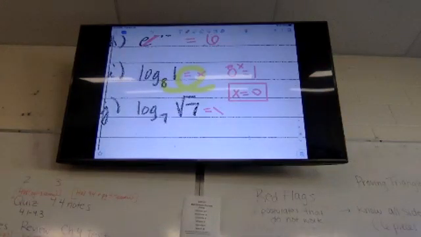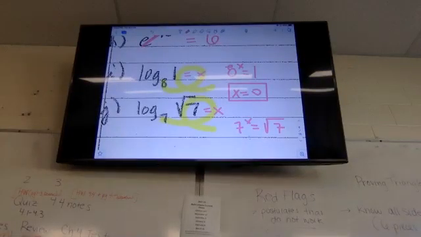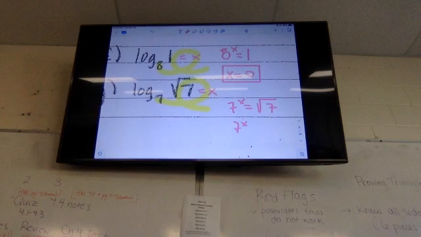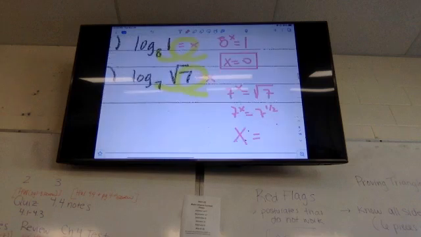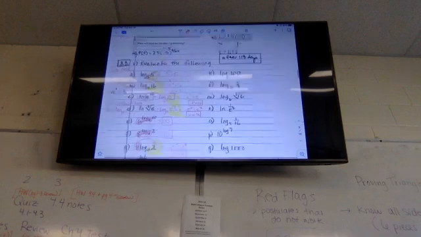Similar idea here. Let's do my little log roll. 7 to the x equals square root of 7. How can I write square root of 7 as an exponent? 1/2, good. So I'm going to make this 7 raised to the x equals 7 to the 1/2. And then that's nice and easy because x is just going to equal 1/2. Bless you. Cool. All right, 2 more on the next part.